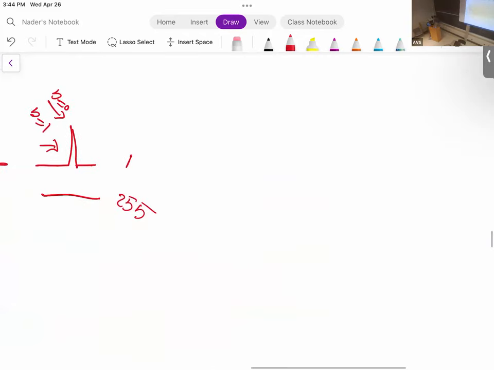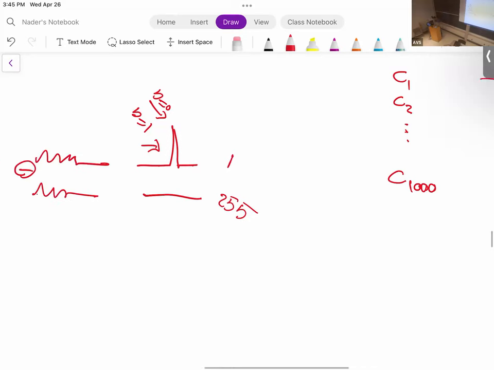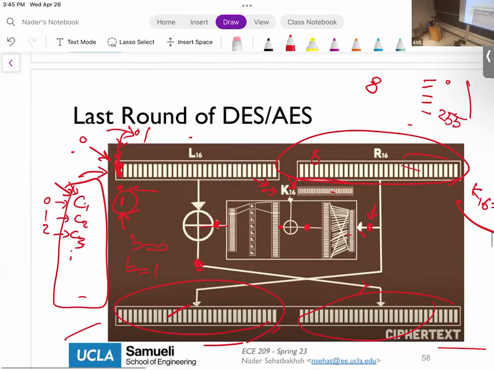No, how do you know that? So for example, I'm giving you C1, C2, all the way to C1000. Okay. Then how do you know that your intermediate values are actually the key that you're using? Because your key is not just the last round, it is all the rounds before it as well, right? So the only thing that you see is this ciphertext here.